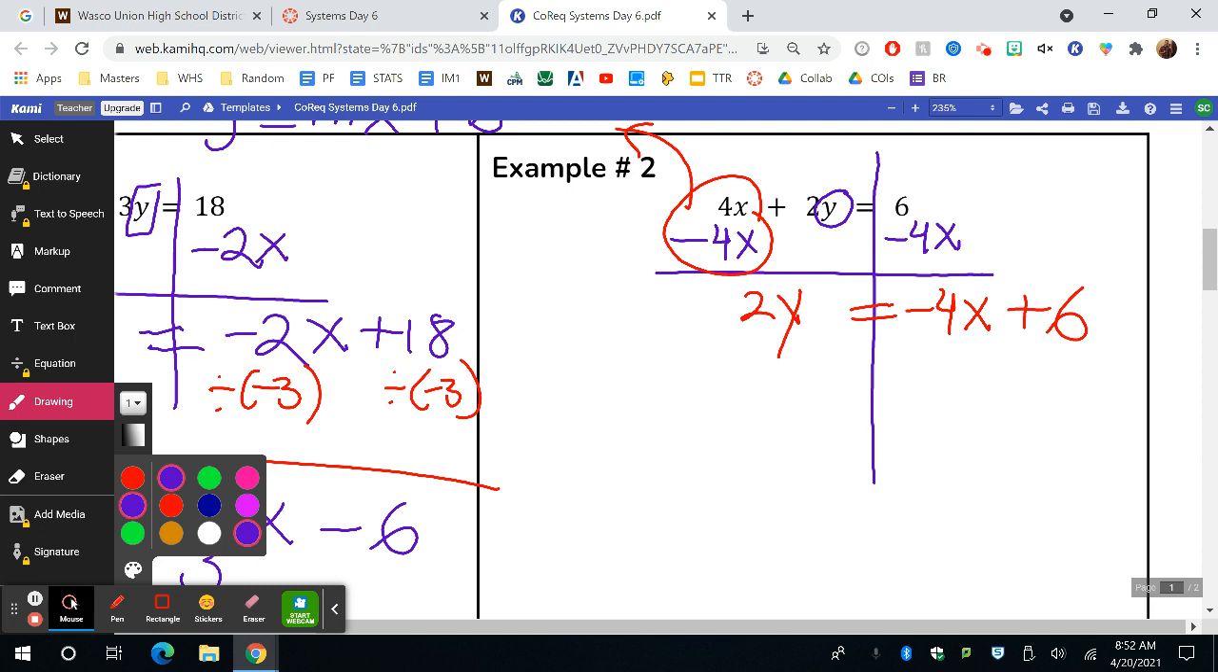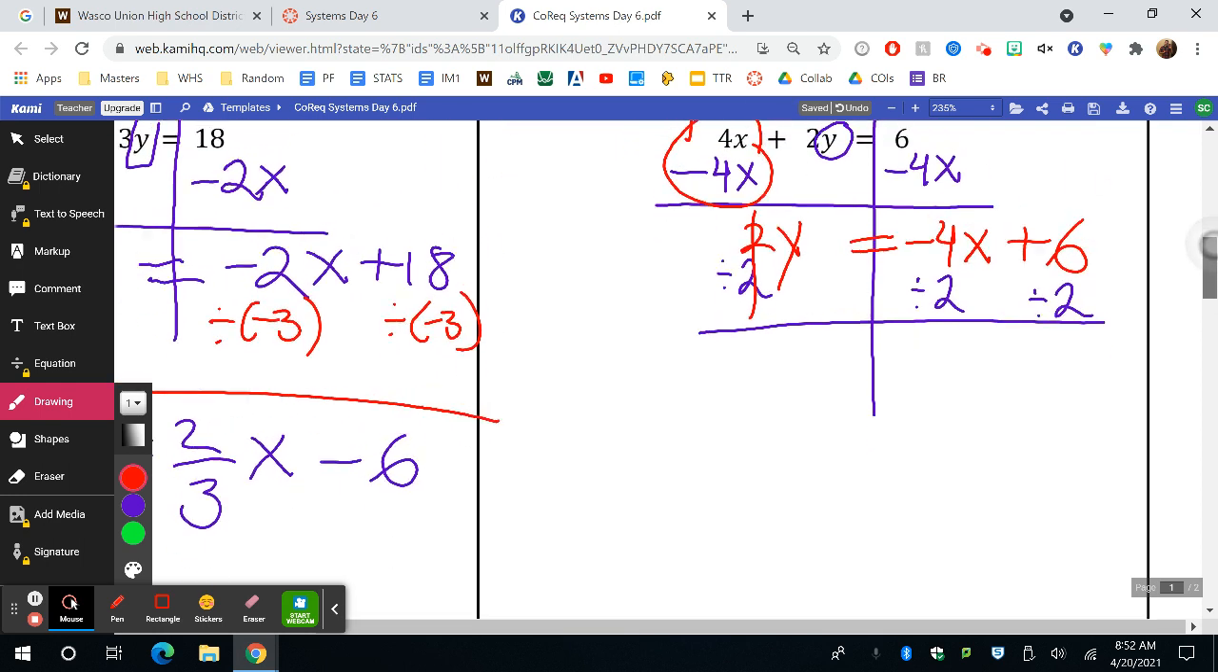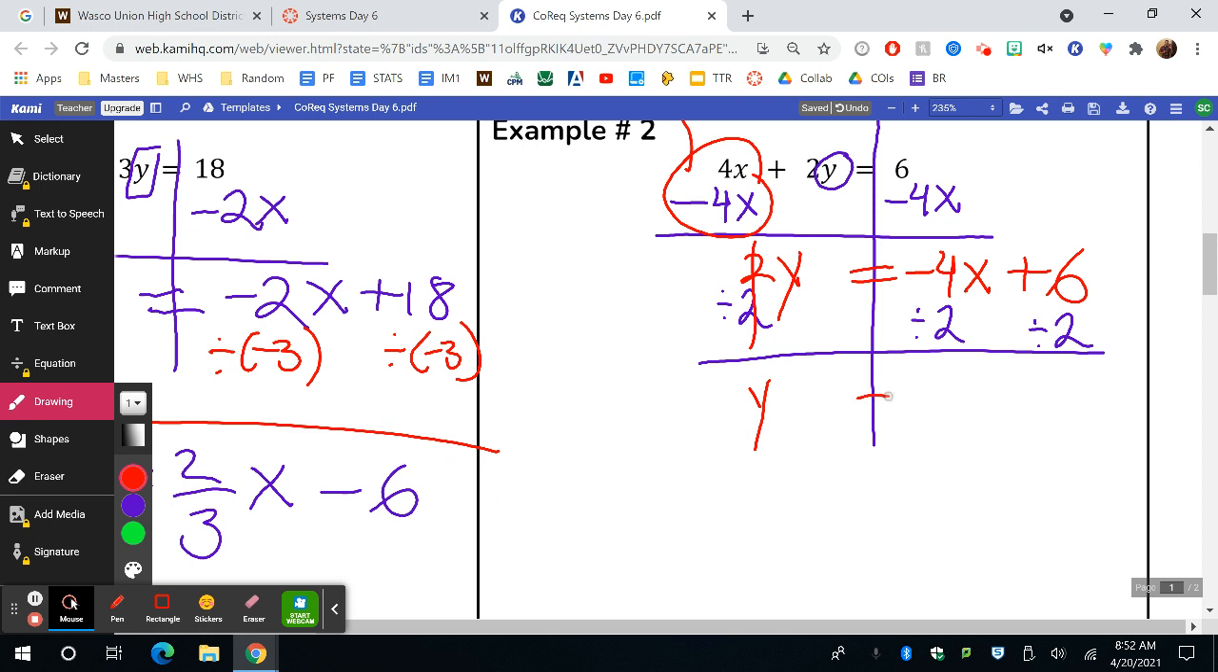Okay, so I'm going to divide everything by 2. Divide that by 2, divide this next term by 2, and divide this last term by 2. It's important to divide every single term in the equation. Once I do that, 2 divided by 2 is just a 1, and we don't need to write the 1, so I have y by itself now, which is what we wanted all along.